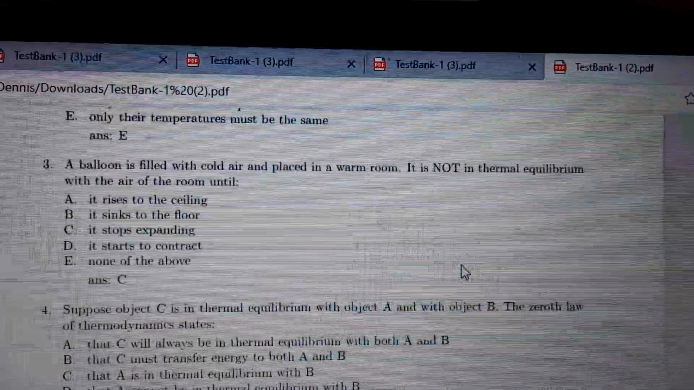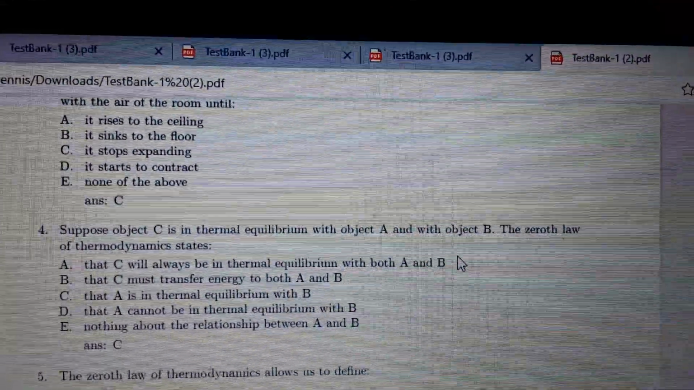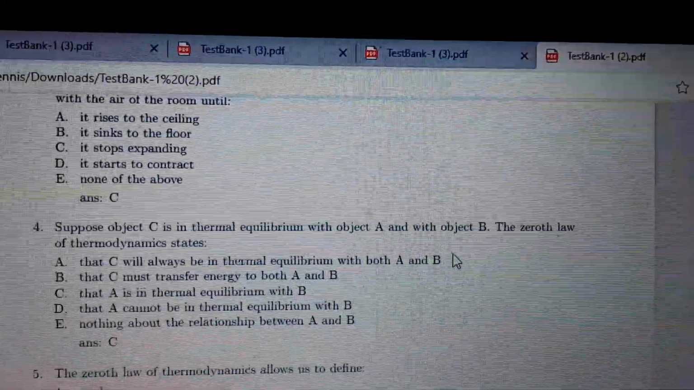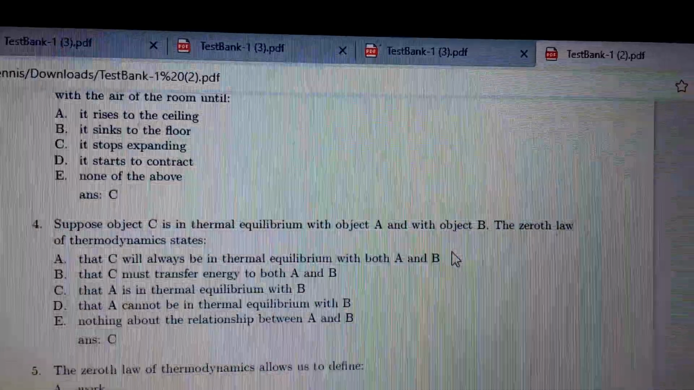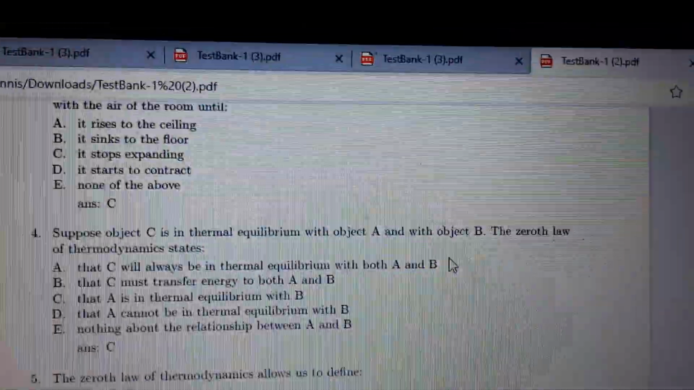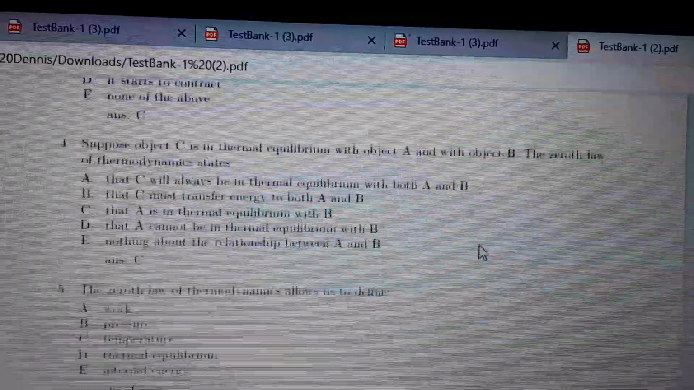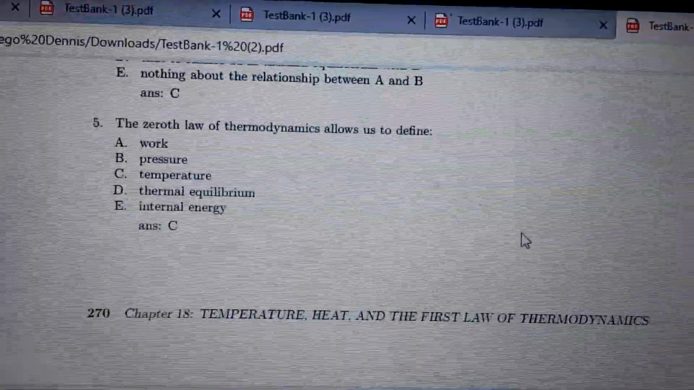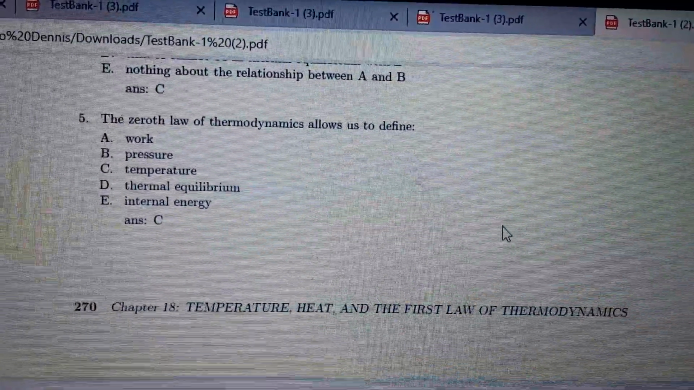The answer is C. Suppose object C is in thermal equilibrium with object B, the zeroth law says that A is in thermal equilibrium with B. I saw this one in the test. The zeroth law of thermodynamics allows us to define temperature.